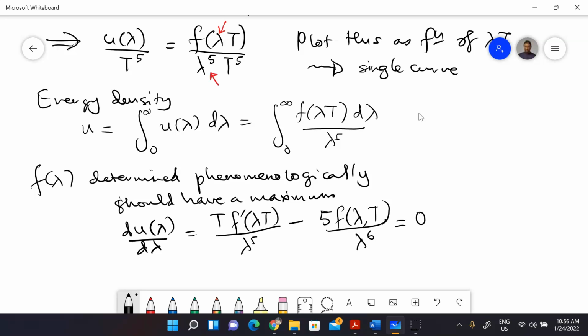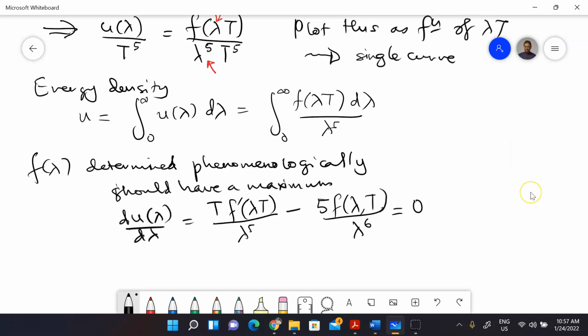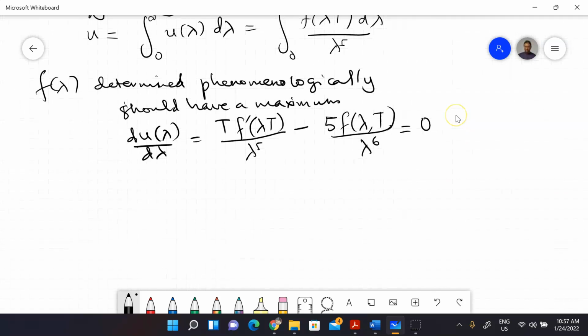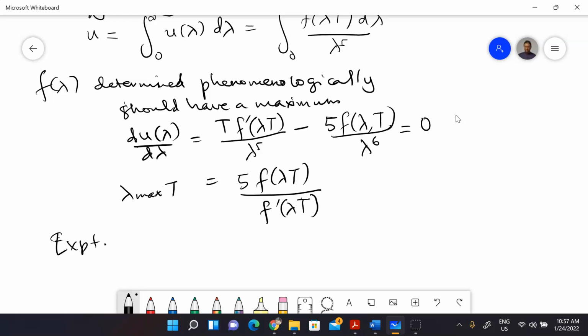Okay. So in other words, what we have is the following: lambda maximum t equals phi f lambda t divided by f dash lambda t, which could actually be giving you some kind of curve, but let's not do that here. But from experiment, one finds lambda max t equals 0.002899 meter times Kelvin. This is sometimes called Wien's displacement law.